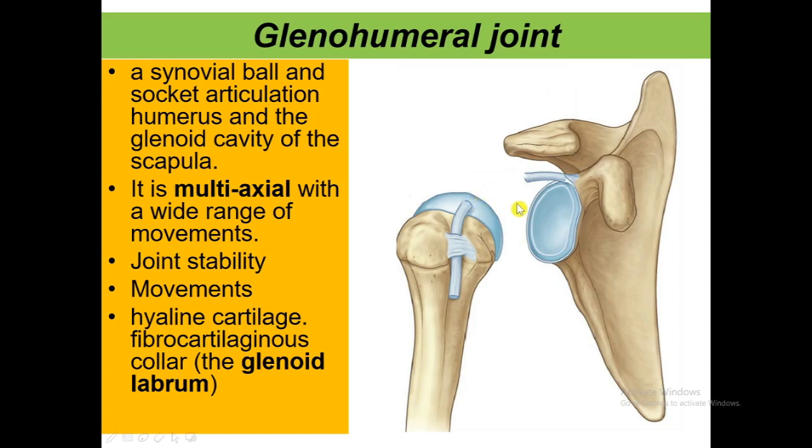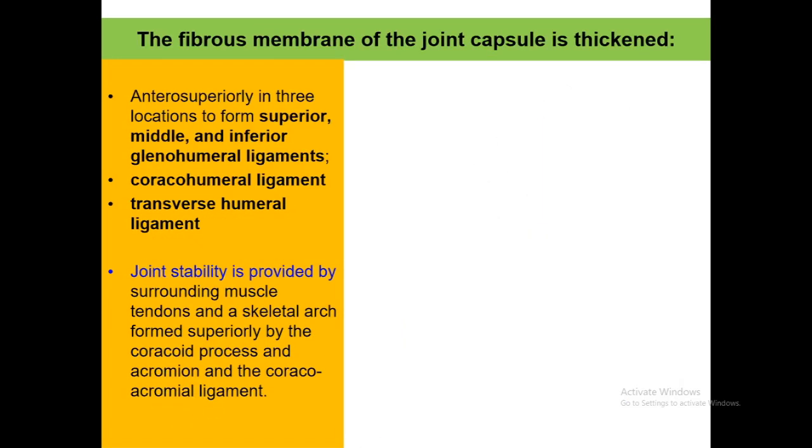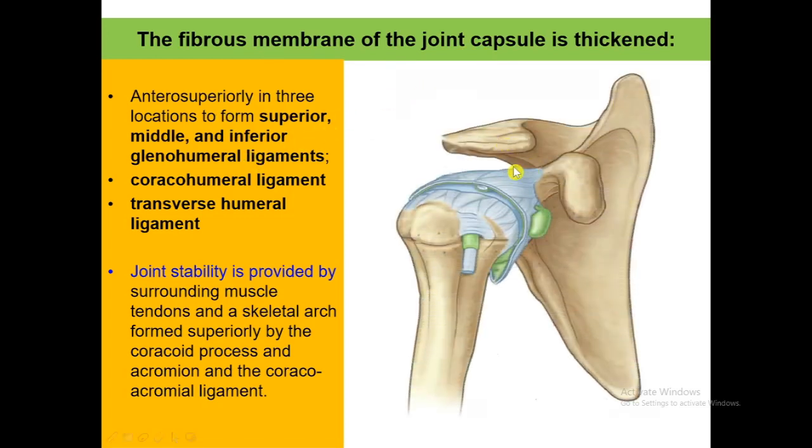The articulations are covered with hyaline cartilage, except for the labrum of the glenoid cavity, which is formed by fibrocartilage. The fibrous membrane of the joint capsule is thickened anteriorly in three locations to form the superior, middle, and inferior glenohumeral ligaments, the same name as the joint.